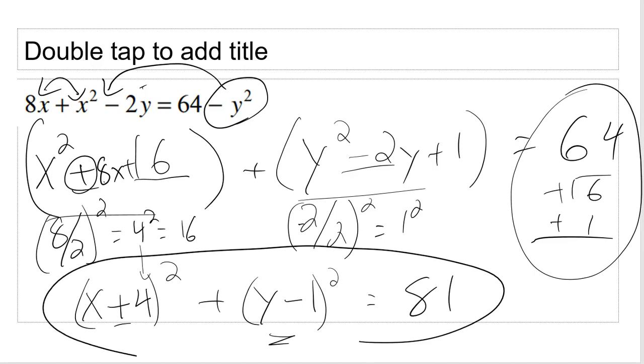So there's my answer. And if you want to tell me more, the center is at negative 4, 1, and my radius is 9.